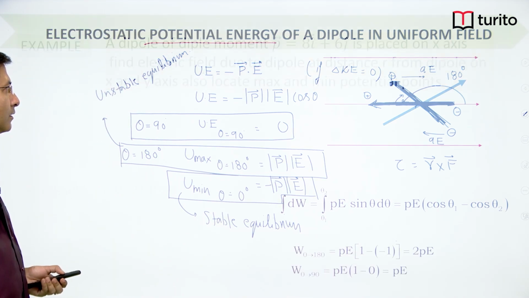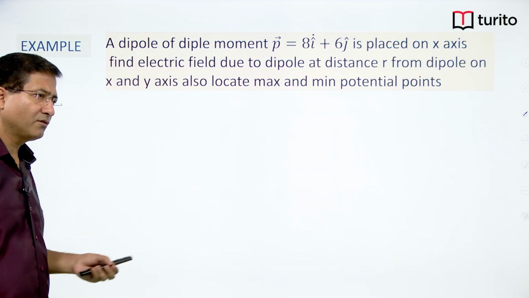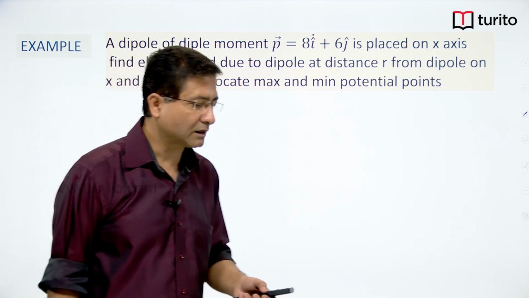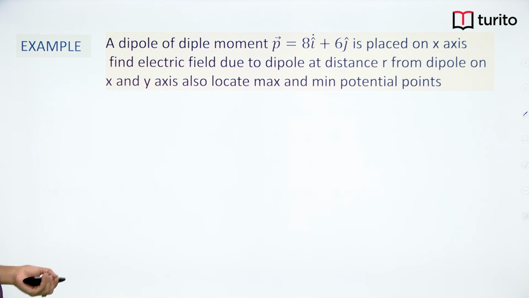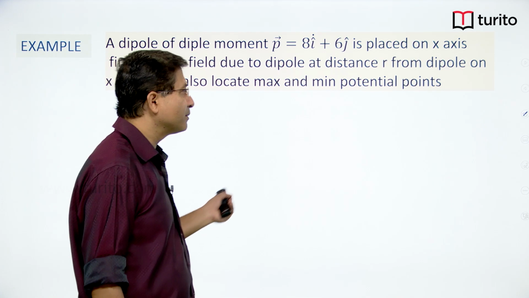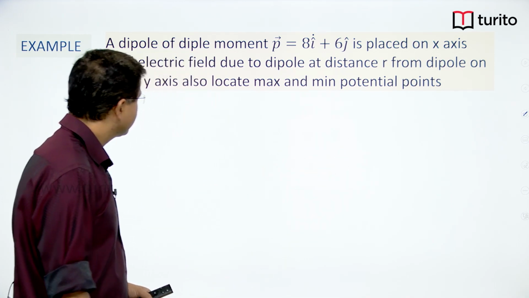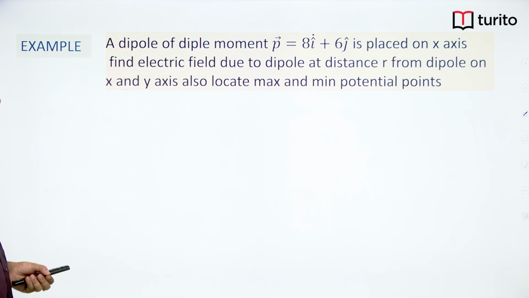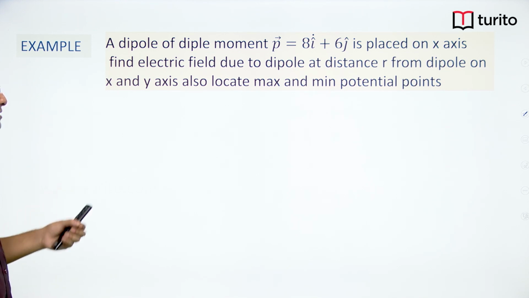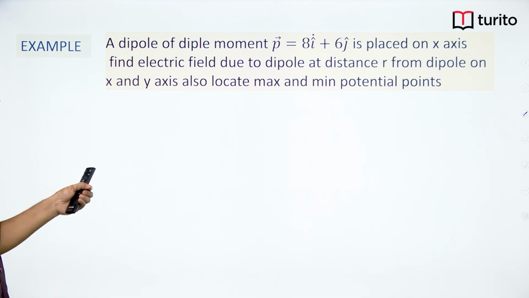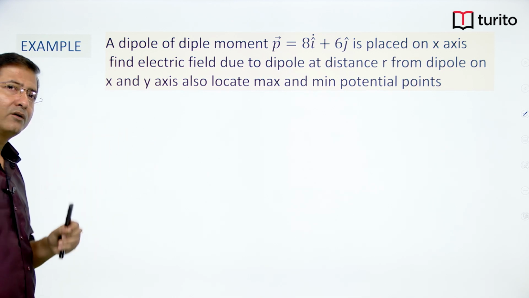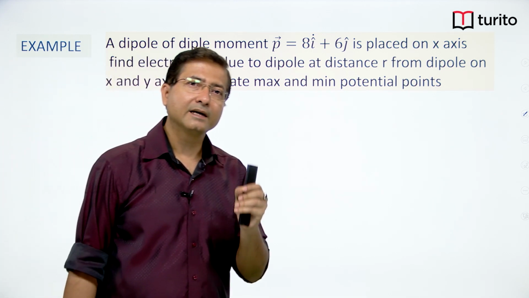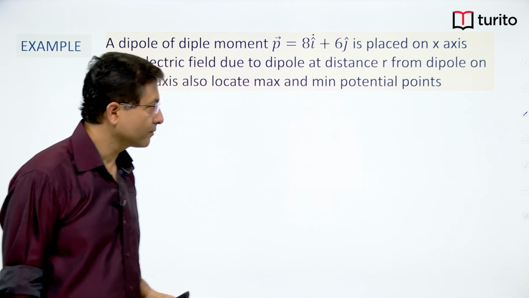Now let us see a few examples based on the dipole so that you will have a better understanding. I have taken a very simple example: the dipole moment is given by 8i plus 6j, placed along the x axis. You need to find the field due to the dipole at distance r from the dipole on the x axis and y axis, and you need to locate the points where the associated potential energy is maximum and minimum.